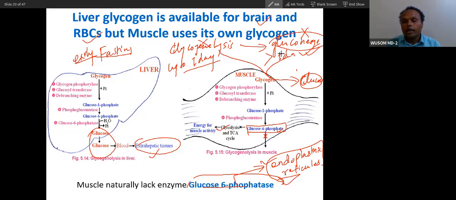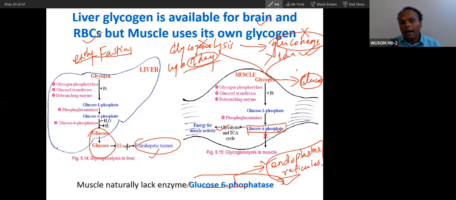After 1 day, if glycogenolysis is damaged, in this 1 day also, gluconeogenesis takes over early. But glycogenolysis does not have the capacity to go beyond a particular span of time.